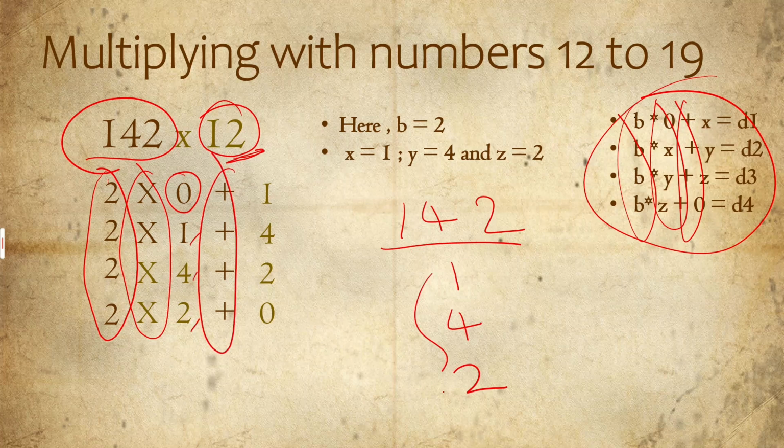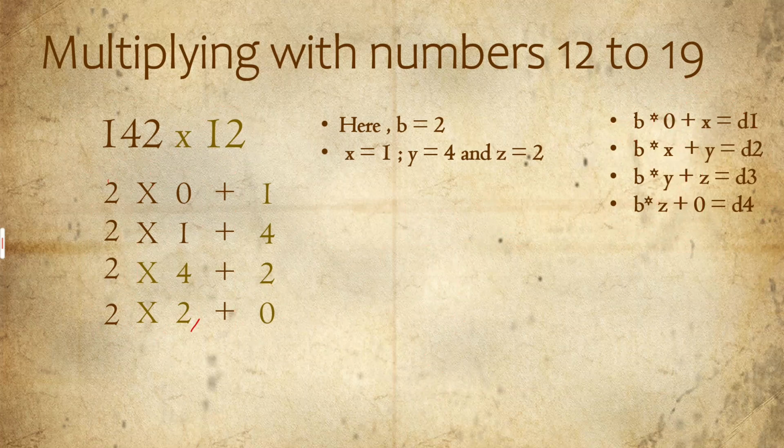Then 142 once again over here. And this time 0 is lost. Okay? I hope that's clear. Now let's solve it. The first one, 2 into 0 is 0. 0 plus 1 is 1.